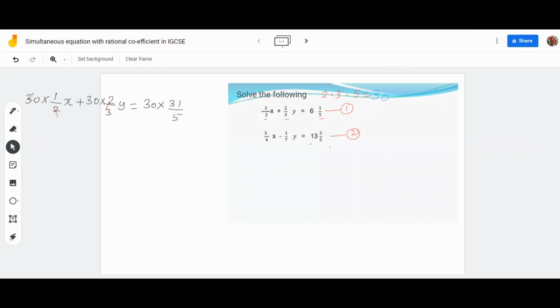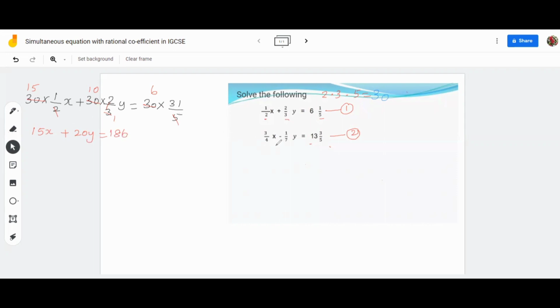How many 2's in 30? 15. How many 3's in 30? 10. How many 5's in 30? 6. What I have in the numerator place, you can multiply 15 times 1, 15x, plus 10 times 2, 20y, equals. If you multiply 31 times 6, you can get 186.